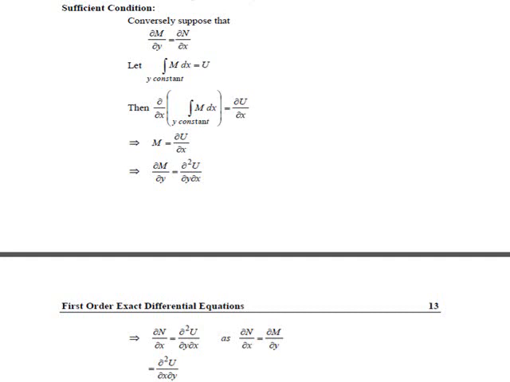But del M by del y, by the given condition, equals del N by del x. So similarly, we get the value of N as del square u by del x del y. Now if we integrate, we get N equals del u by del y. So when we substitute the values of M and N, we get M dx plus N dy equals du. That means it is exact.